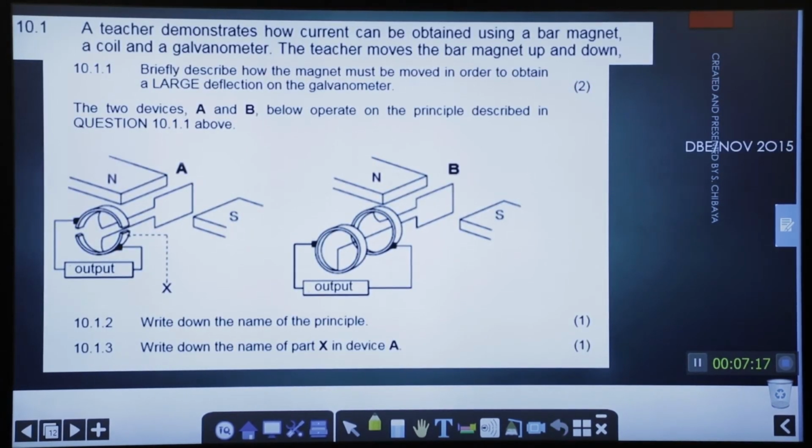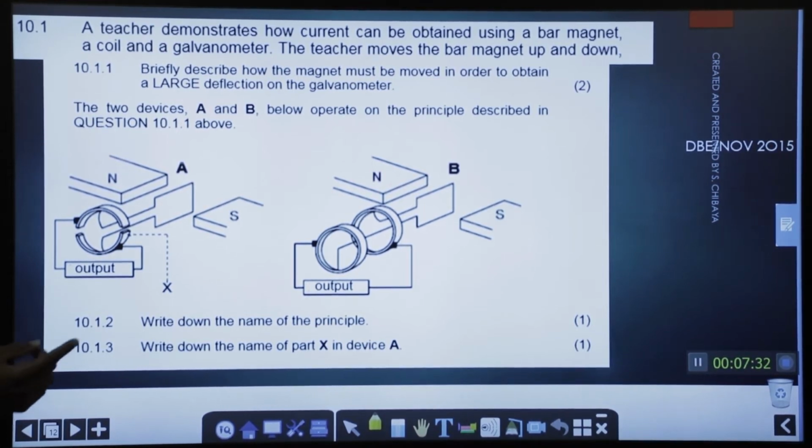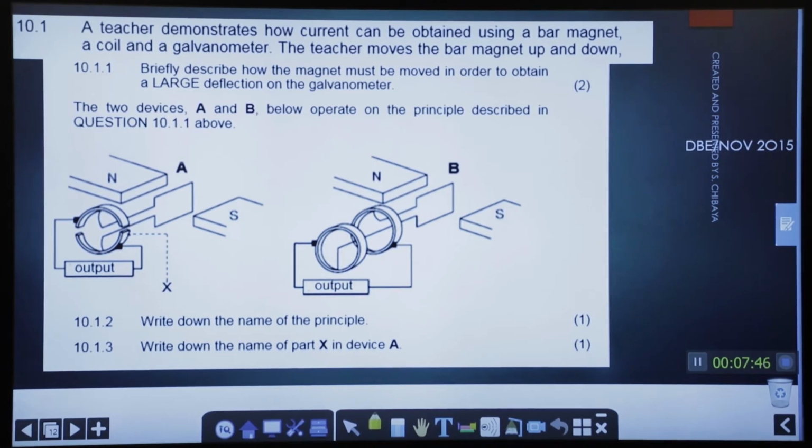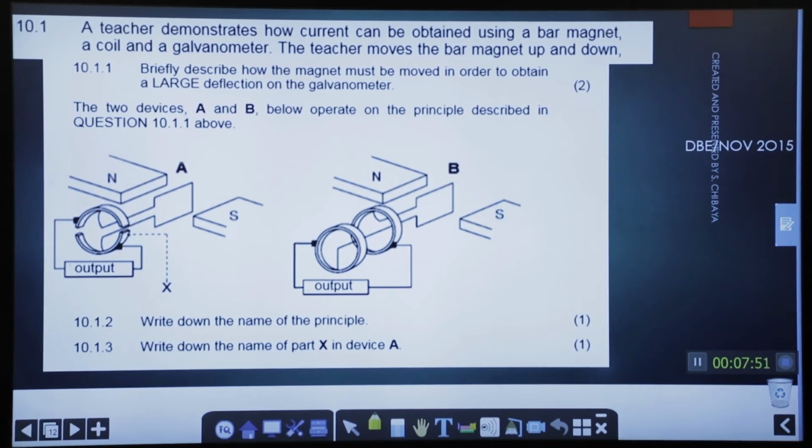A teacher demonstrates how current can be obtained using a bar magnet, a coil, and a galvanometer. The teacher moves the bar magnet up and down. Briefly describe how the magnet must be moved in order to obtain large deflection of the galvanometer. All right, so how does he move it? We still have the same type of magnet. We still have the same number of coils. What other parameter can we change of the three parameters that we spoke about that can change the EMF?